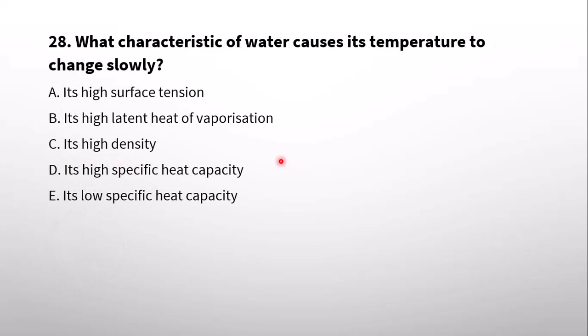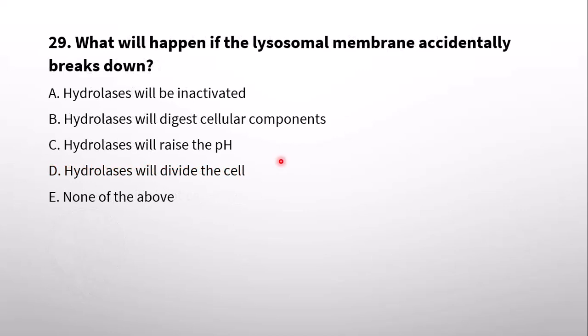28. What characteristic of water causes its temperature to change slowly? It's very high specific heat capacity, 4,180 joules per kilogram per Kelvin. Yeah, I think I'm right there. Yeah, per kilogram per Kelvin.